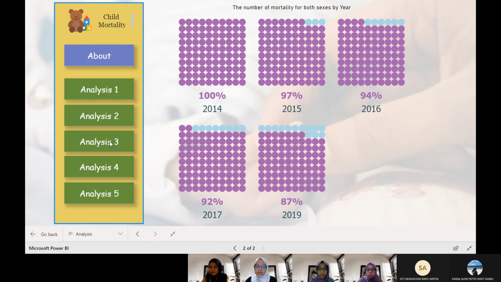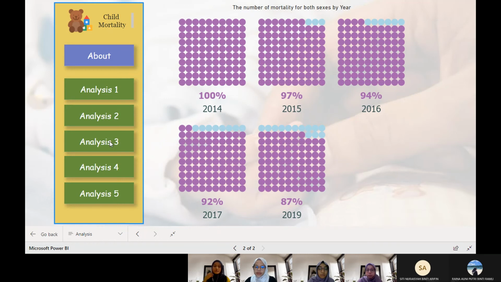As you can see in this chart, there are 100 smaller circles arranged in a 10 by 10 arrangement. The circles colored purple represent the proportion we want to see, which is to visualize how much child mortality there is by year. Because one year is represented by one chart, this has 5 waveform charts. This chart also includes a percentage for every chart, so the difference of each year we can see more clearly.